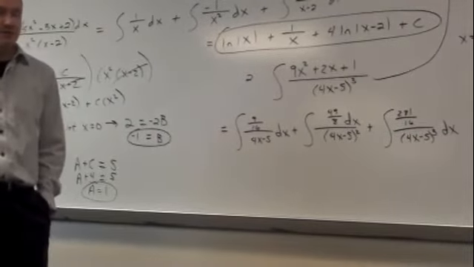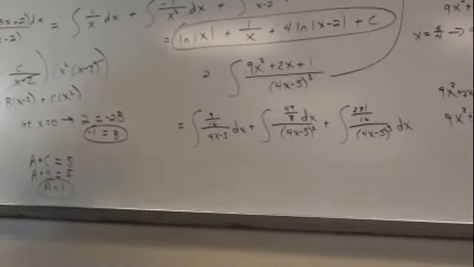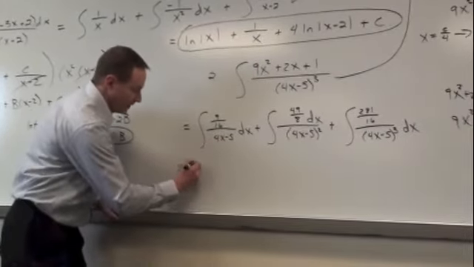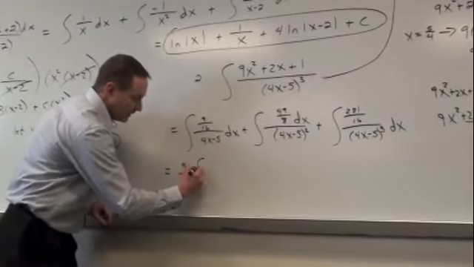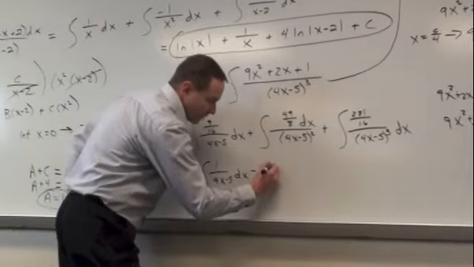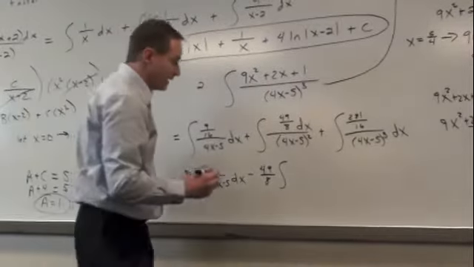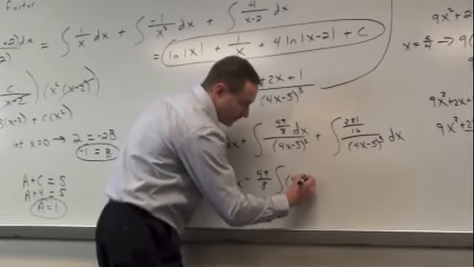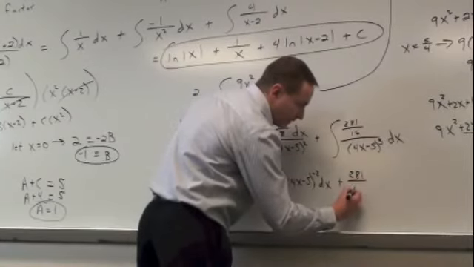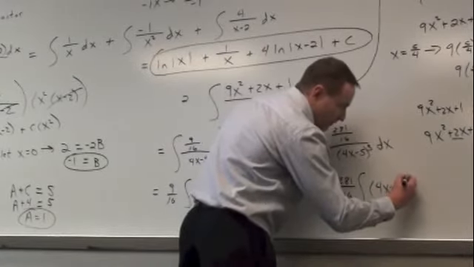Would you want to do a u substitution in each of these? Are you okay with me bypassing that? Yes! Okay, here's what we'll do. So I'll say, okay, I have a 9 over 16, and then I'm thinking 1 over 4x minus 5 dx, minus 49 over 8. I'm going to write this as the group 4x minus 5 to the negative 2. Plus 281 over 16 on the integral of 4x minus 5 to the negative 3 dx.